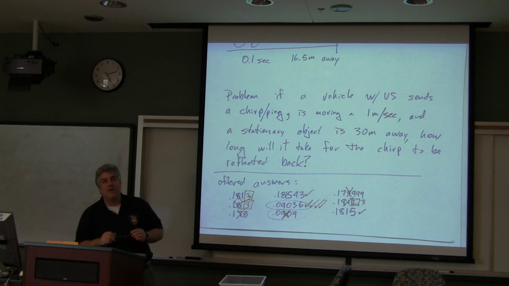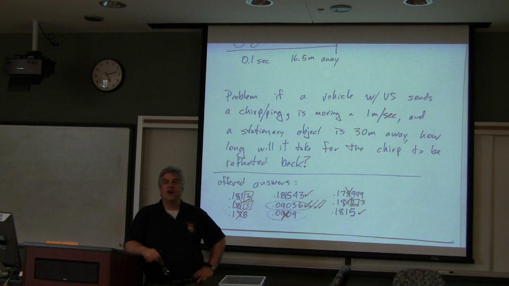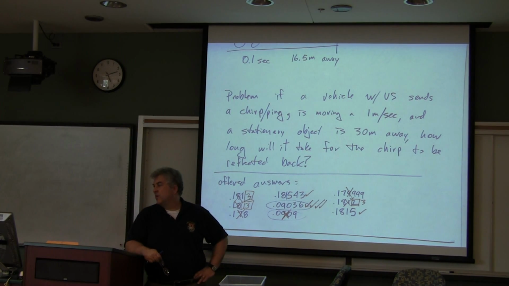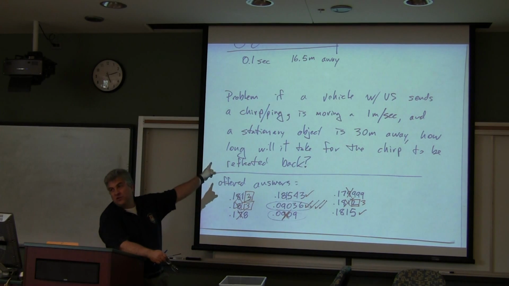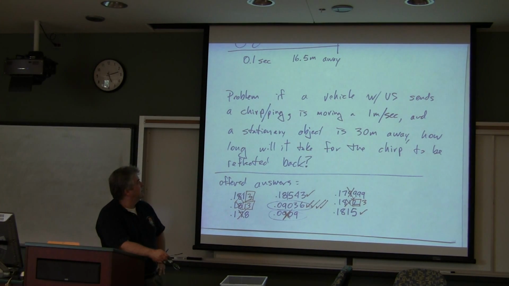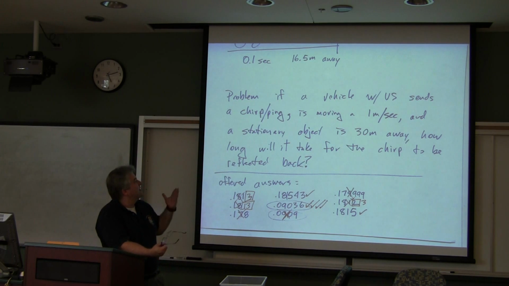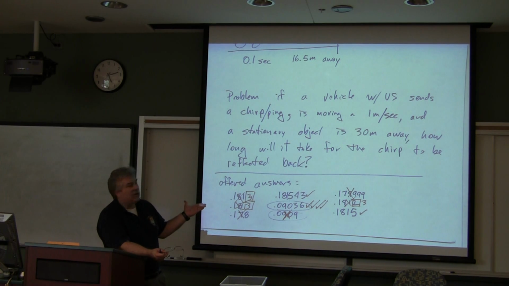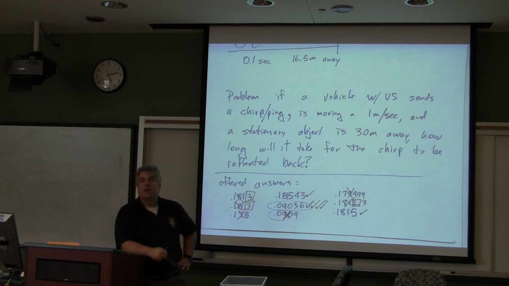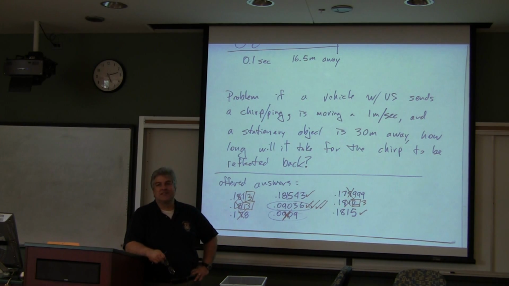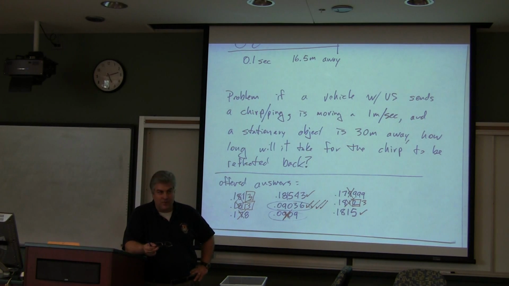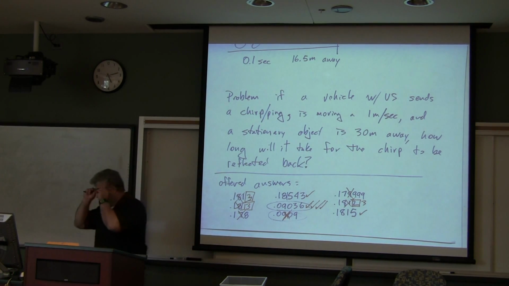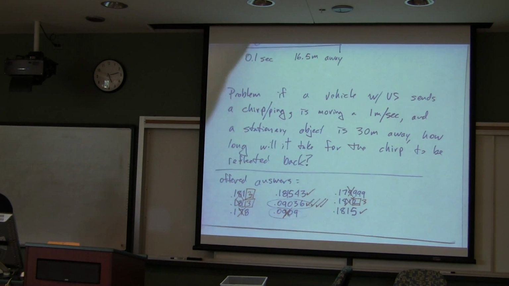All right, this is now a continuation of the lecture where we were looking at the following problem. If a vehicle using ultrasound sends a chirp, is moving, and a stationary object is 30 meters away, how long will it take for the chirp to be reflected back? This is a simple physics problem, constant velocity, so we don't have to worry about any derivatives. Let's set up the problem.